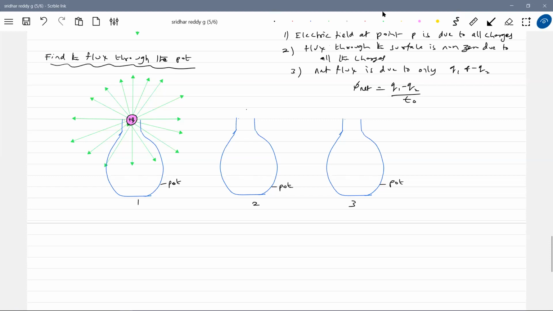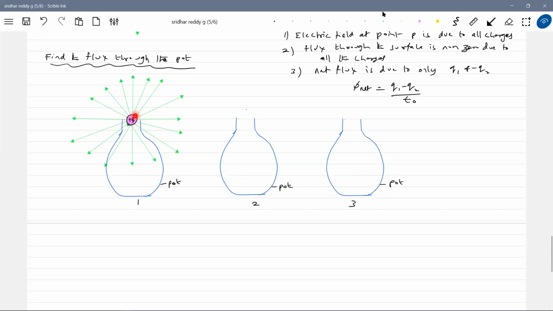Now how many lines of force is it emitting? There are 1, 2, 3, 4, 5, 6, 7. So how many are below or passing? 1, 2, 3, 4, 5, 6, 7. So shall we say that half of the lines of force will pass through it? Don't consider this one. It is exactly the mouth. No, you need to bother here.